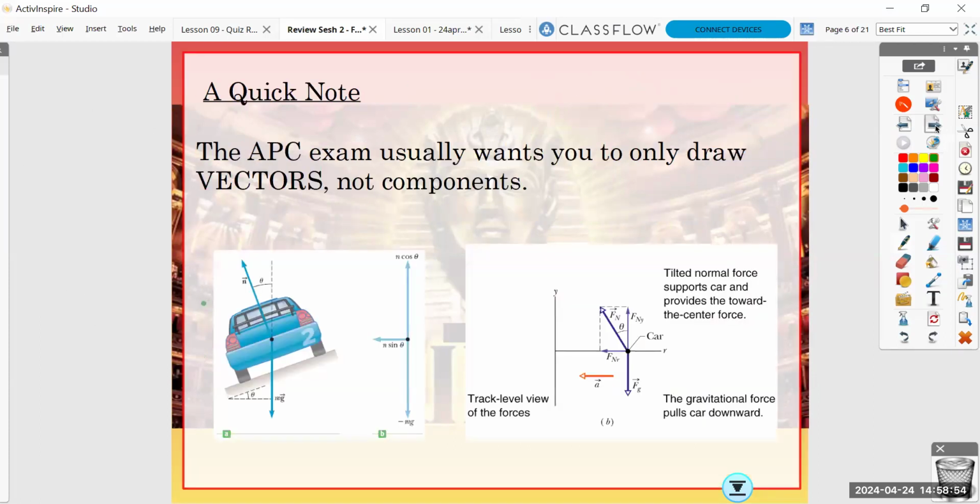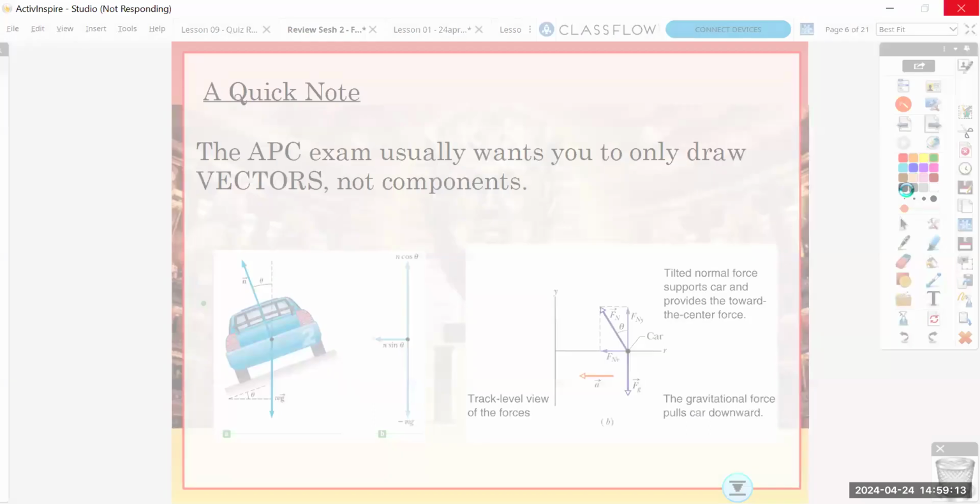A couple quick side notes. The exam, 99.995% of the time, wants you to draw vectors and not components. So if you've got a car that's driving around on a ramp, they would like you to draw the gravity vector down.